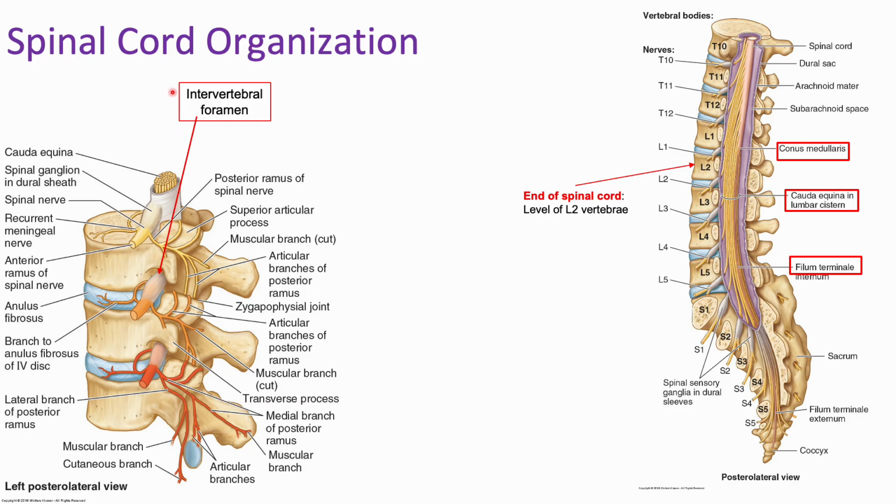Now, I do want to mention with the spinal cord organization that we have the spinal cord within the vertebral canal, and each one of these spinal nerves is coming through the intervertebral foramen at the associated spinal level. Now, in the adult, the spinal cord is going to end at the level of L1 or L2. This is known as the conus medullaris. So that is the end of the spinal cord, at the level of the L1 and L2 vertebrae.